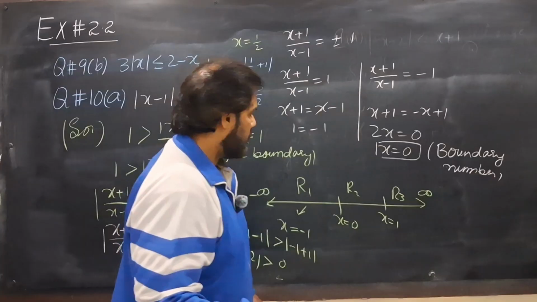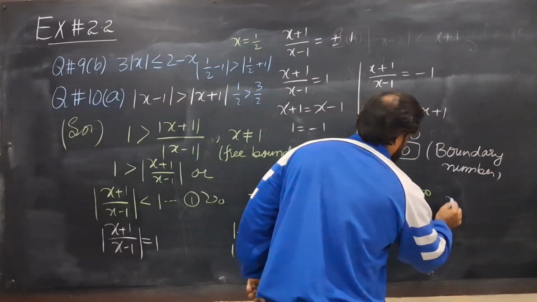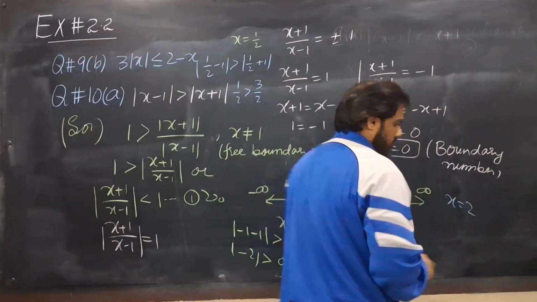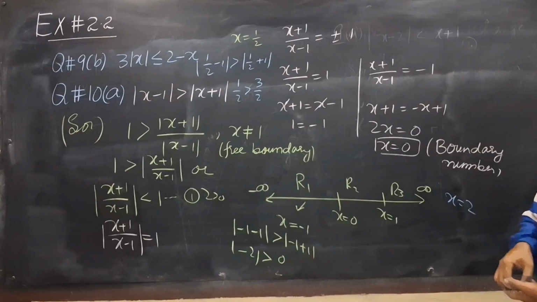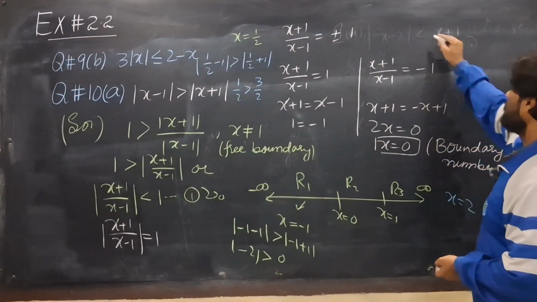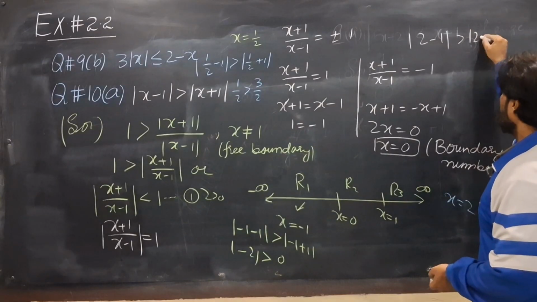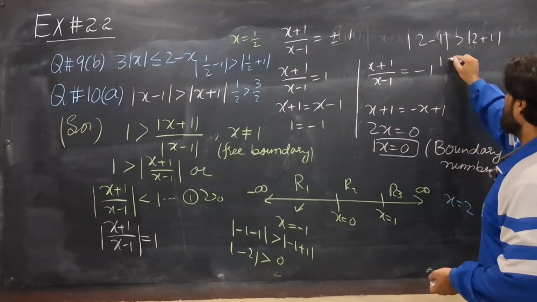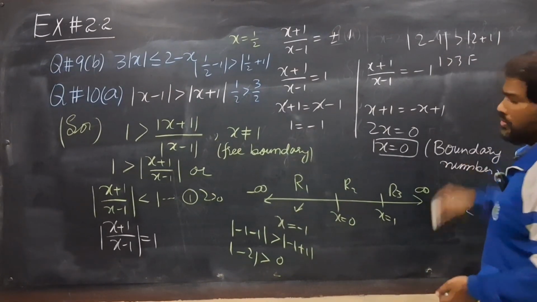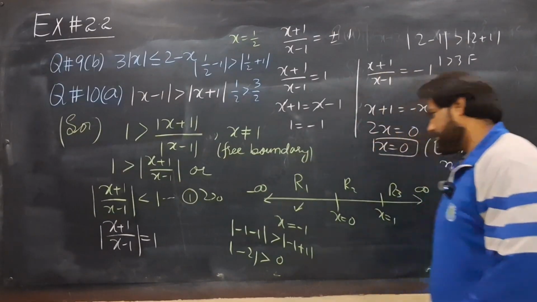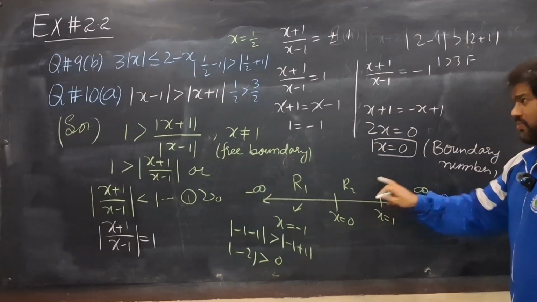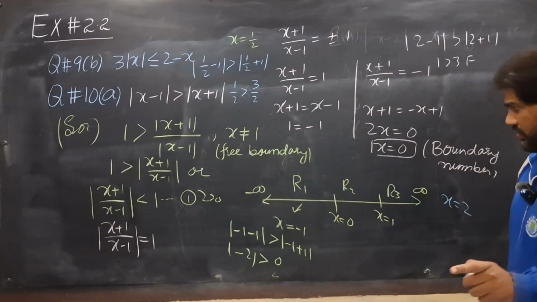Now we take a point in region 3. Suppose you take x is equal to 2. If you put x is equal to 2 in the given inequality, this becomes 2 minus 1 absolute greater than 2 plus 1 absolute, that is 1 greater than 3. This is also false. So there is no solution in region 2 and region 3. So there is only one solution region, region 1.